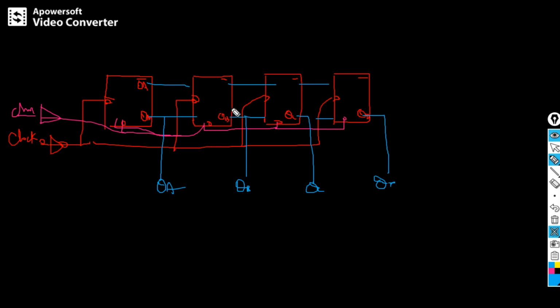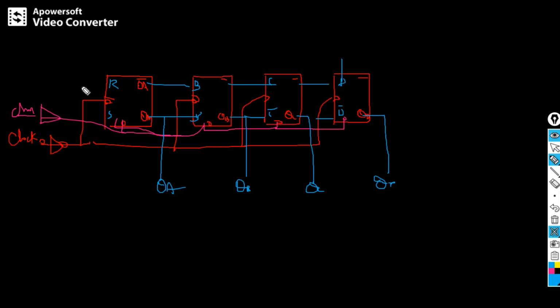Now the inputs are R and S, the RS flip-flop. So this is B, I will write here B and B bar. For your representation, I am writing this is C, C bar, and this is D, D bar here. This is nothing but our input only, R and S.